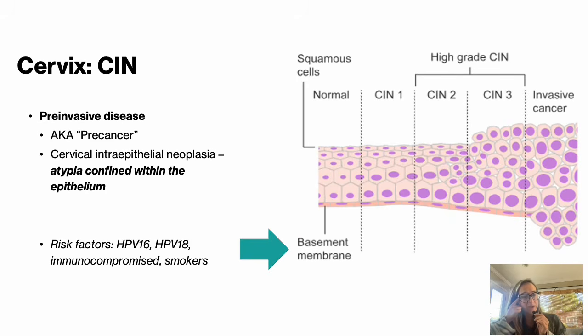Okay, so cervix. We have to start with pre-invasive disease, and we call that CIN, or cervical intraepithelial neoplasia. It's confined within the epithelium, so it hasn't broken through that basement membrane yet. And I really like this picture here because it kind of shows the progression from normal to cancer. And the severity is determined by the proportion of the epithelium showing disordered growth and development. And so like in CIN1, the changes are restricted to the lower 1/3 of the epithelium, CIN2, 2/3, CIN3, more than 2/3. You get the picture.